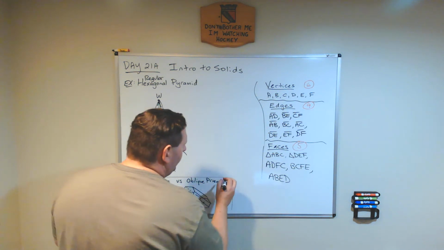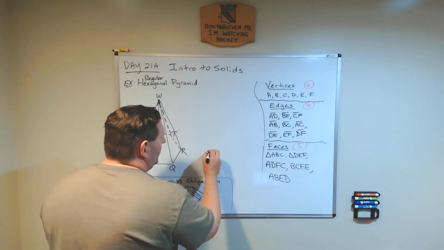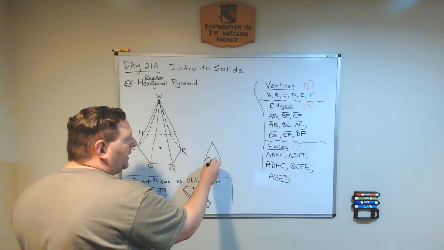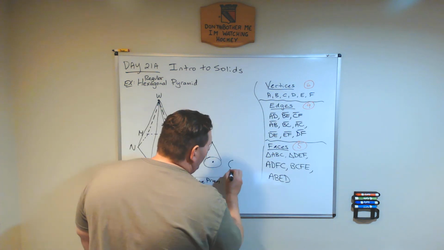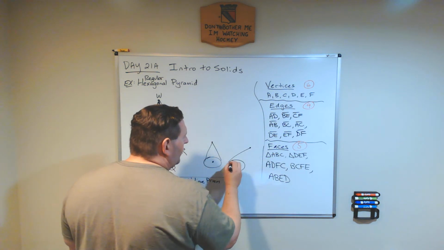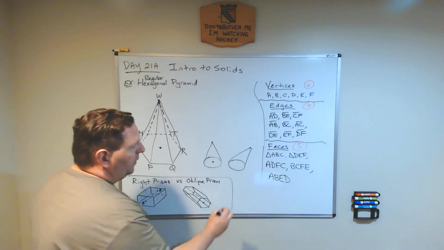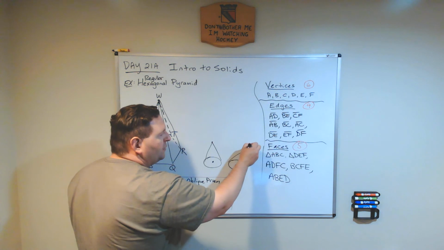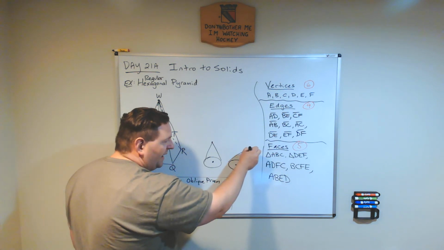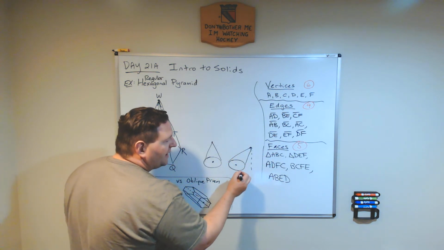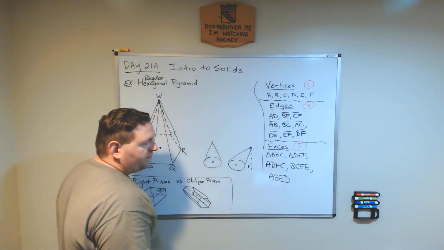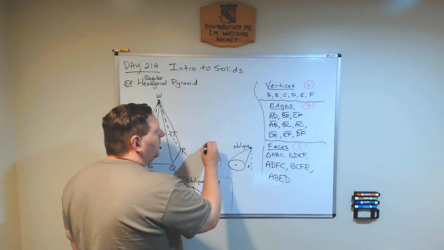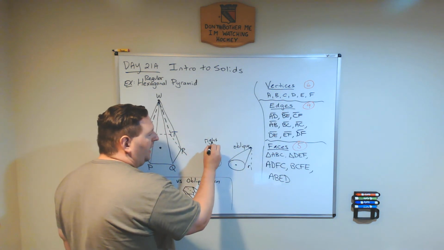It's probably easier to see it with a cone. Here's your cone, and if I drill straight down, I go right to the center. But you can have a cone where the apex is out here, on an angle. If you drilled from the apex straight down, you wouldn't even be inside the solid anymore. You'd be out here. So this is what I mean by oblique versus right.